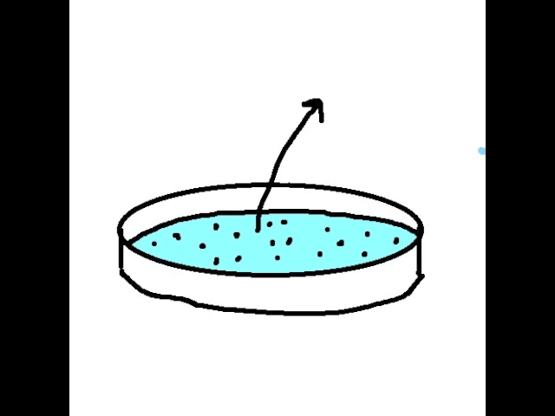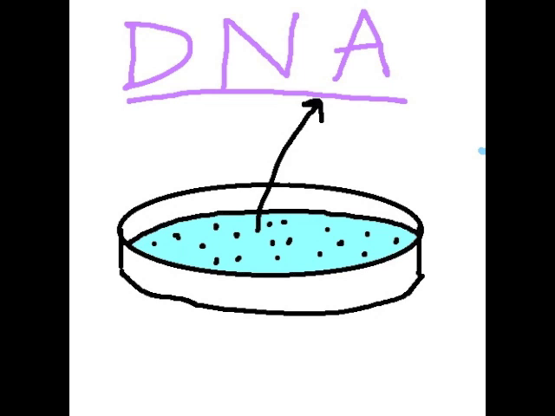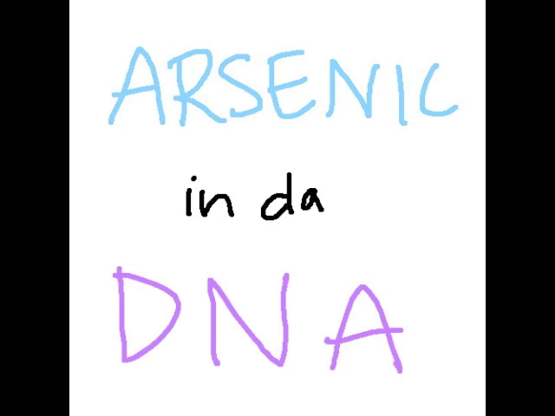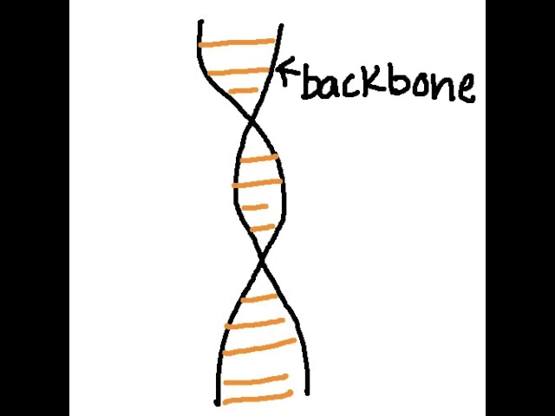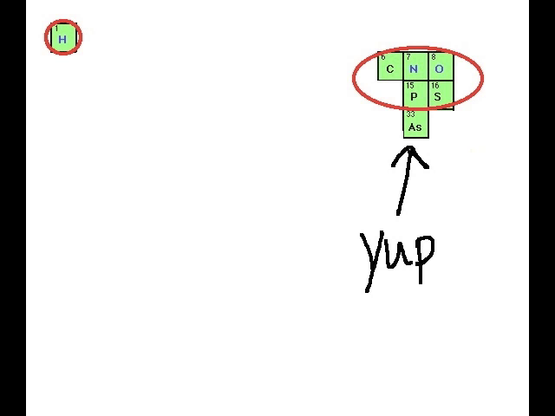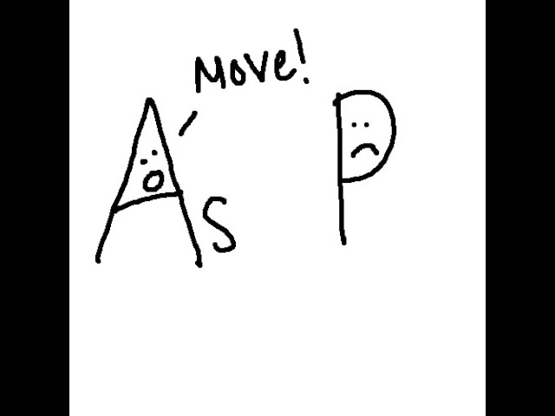But anyway, they extracted DNA from the arsenic-based bacteria and found arsenic in the DNA. Of course, most people are just like, what are you talking about? I'll explain. Well, DNA has a backbone and it has bases in the middle. For now, don't worry about the bases. But in the backbone is phosphorus. Now remember that phosphorus and arsenic are similar. Scientists think that arsenic actually replaced phosphorus in the DNA of these bacteria.